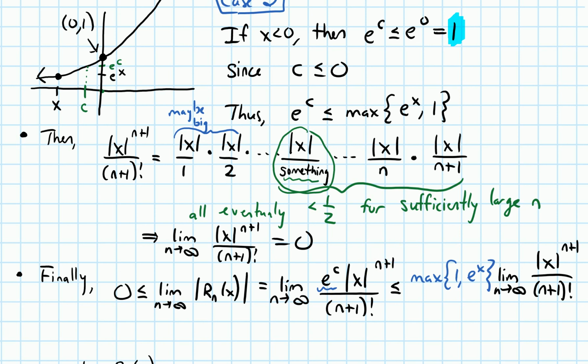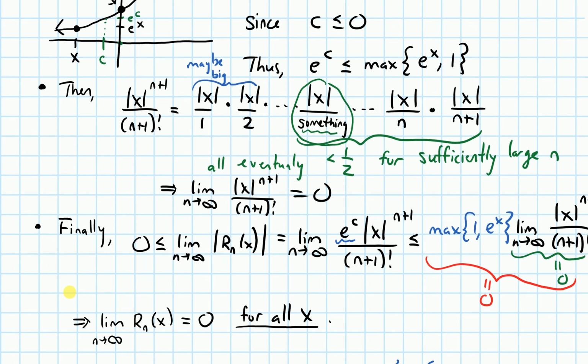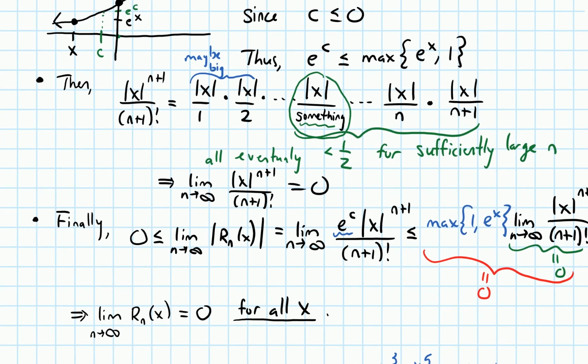Okay, so now we have this limit, but we know what this limit is. This limit is 0. And that means that when we multiply it by whatever that max is, whatever that number will end up being, that whole entire thing is going to be 0. So as a result, the limit as n goes to infinity of our remainder equals 0 for all x. And that's what we wanted to show. That shows that e to the x equals its Taylor series for every single value of x.